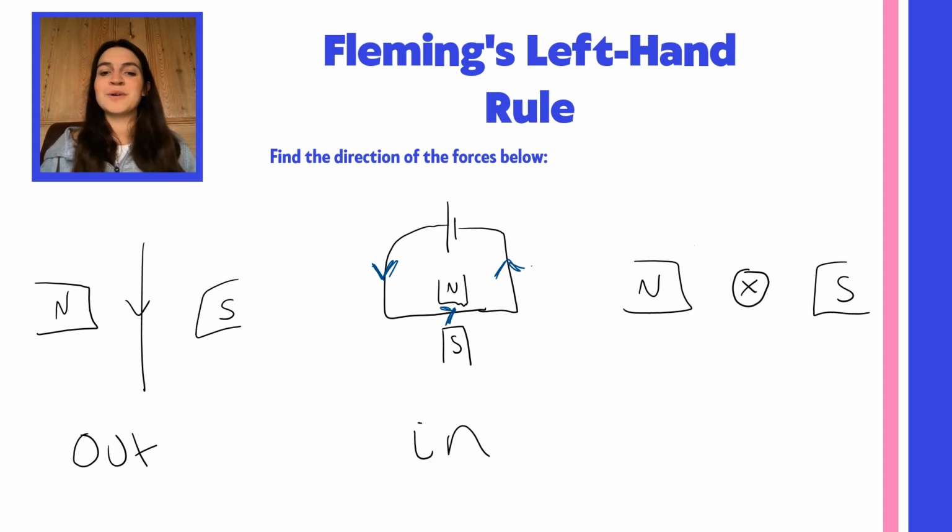Okay, and the final one here, we've got our poles again, and this time that current, okay, sometimes they use this notation, but they would tell you in your GCSE what it is. That X means into the page for my current. So okay, my index finger is pointing towards the right, my middle finger is pointing into the page, and I should find that my thumb is therefore pointing downwards.